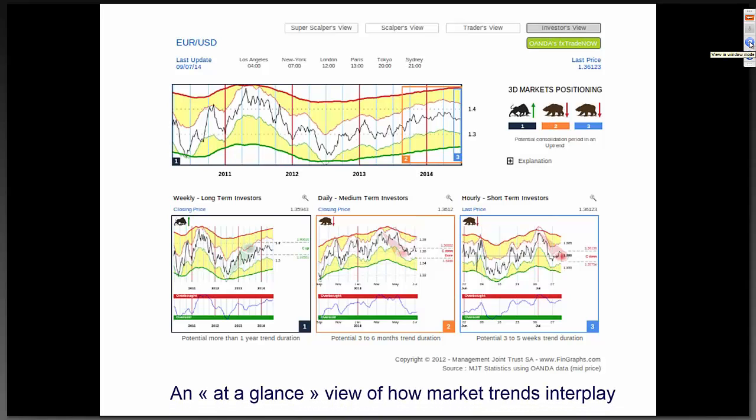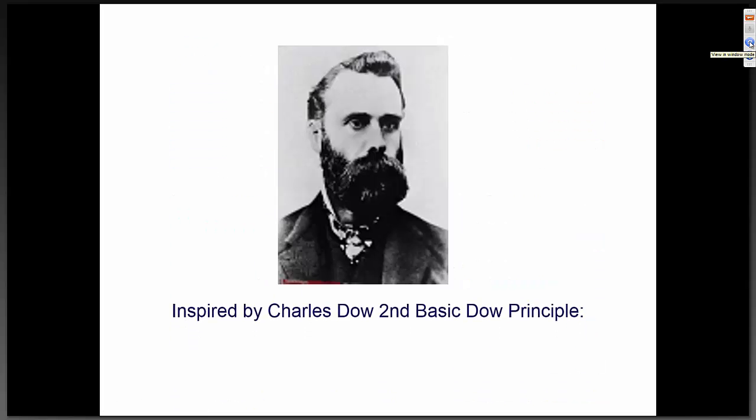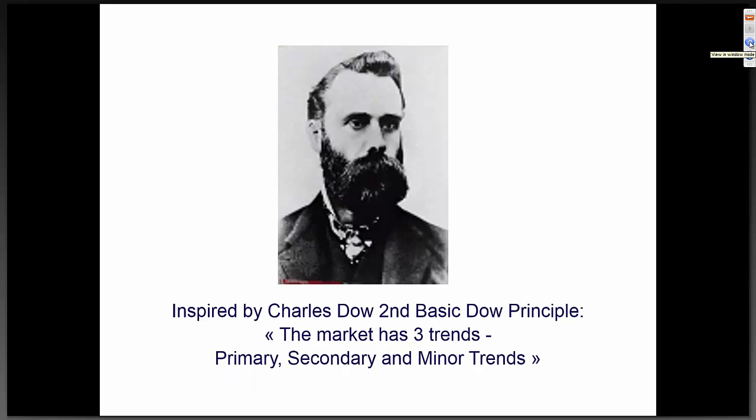It delivers an at-a-glance view of how market trends interplay. And the at-a-glance word is quite important. We don't want you to overanalyze the FinGraphs charts. It is an at-a-glance analysis. Must be intuitive. It is inspired by Charles Dow's second basic principle. Charles Dow is the grandfather of technical analysts at the beginning of the 20th century. The market has 3 trends: primary, secondary, and minor trends.